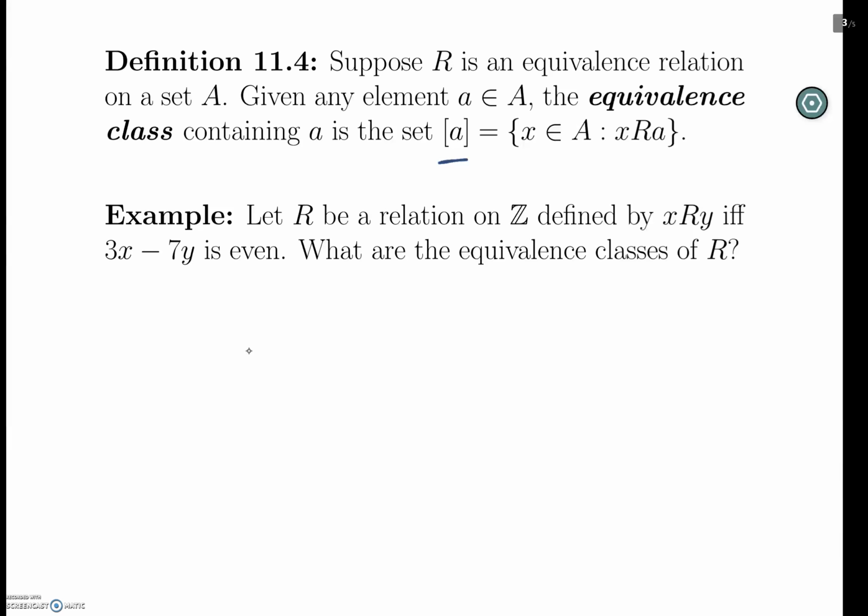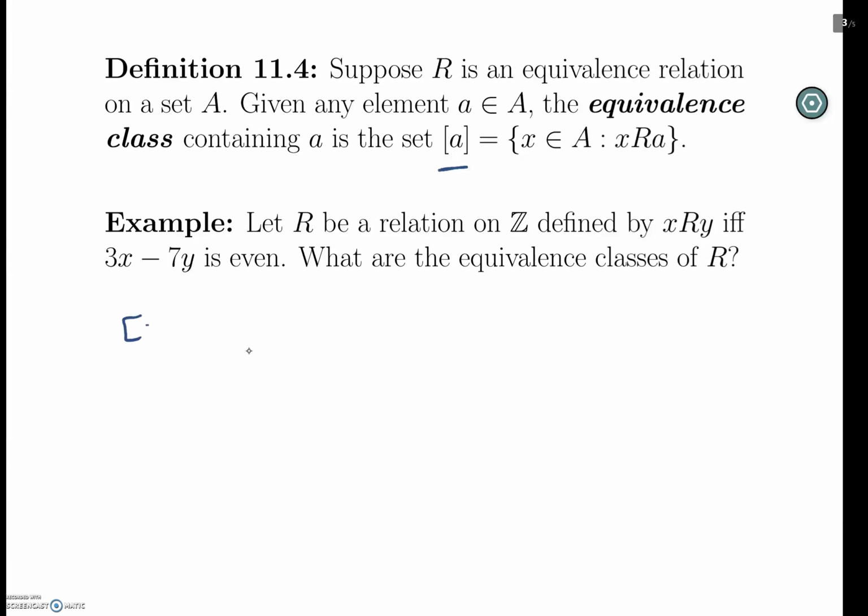If you remember, in our last mini lecture, we proved that the relation R on Z, defined by x is related to y if and only if 3x minus 7y is even, was an equivalence relation. So now we're interested in determining what the equivalence classes are. So in doing so, we're going to just choose some element. Let's say 0. So what we're interested in is all the integers x such that x is related to 0.